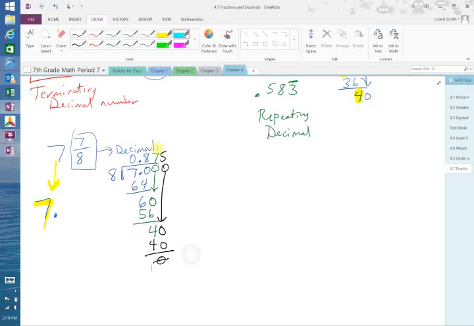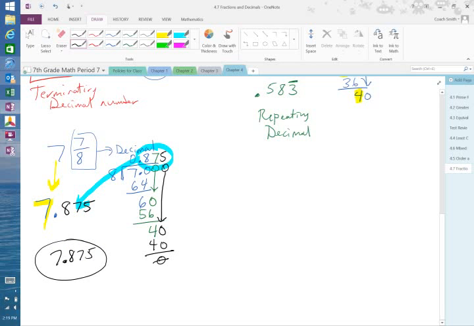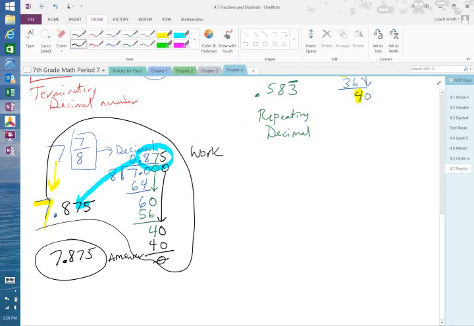So here is the decimal part of my answer that I need to take over here. So that gives me 7.875. So my answer is 7.875. None of the digits repeat. Now, the 7 repeats, but it doesn't repeat in the same order. Then it would be a repeating decimal, and you would have to put a totally different answer. This is the answer, the thing that I circled. This is the work to show me the answer.